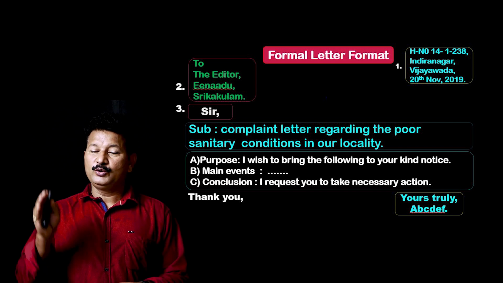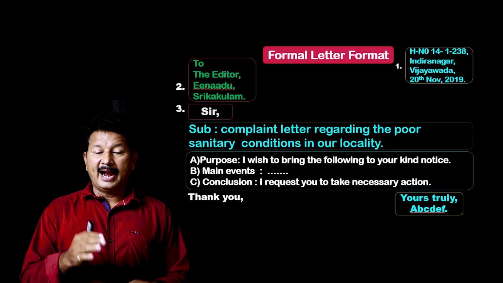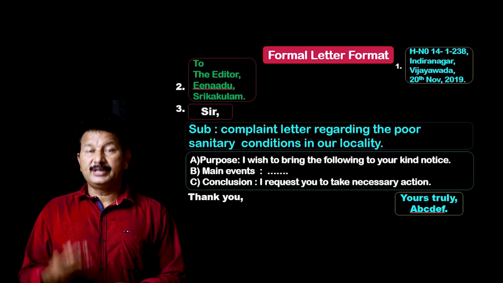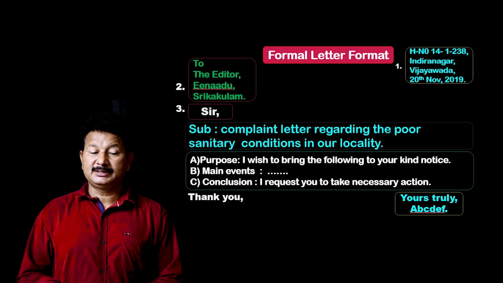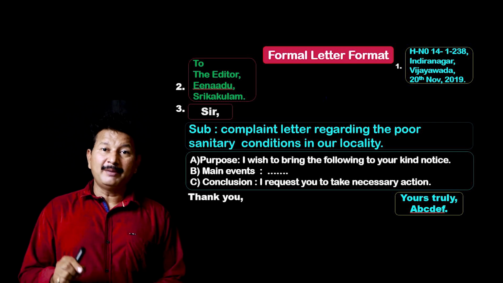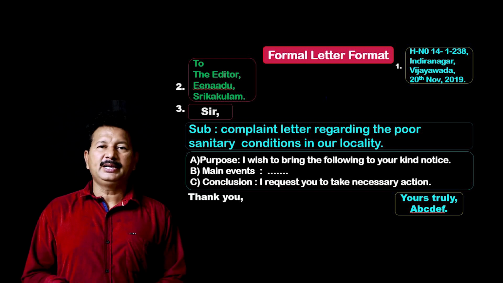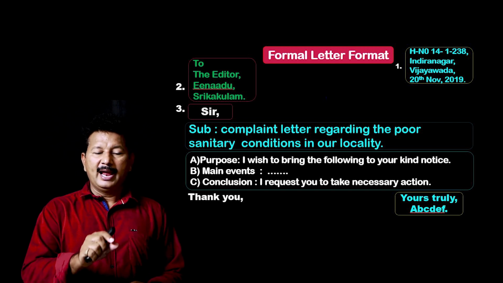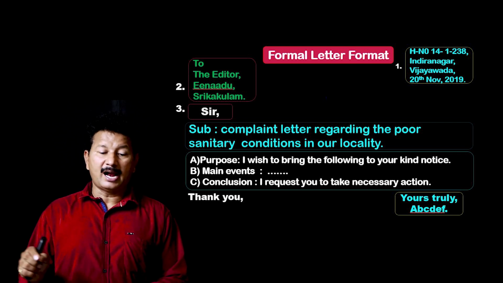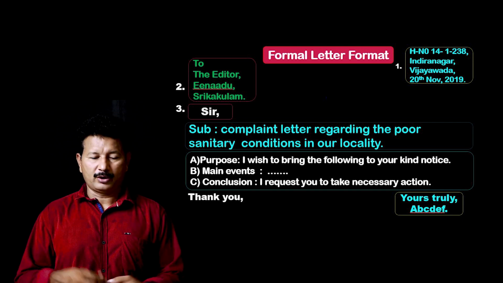The first one, as I told you, is the writer's address. Mention a four-line address. And then to whom you have to write. Is it the editor, the district collector, or the municipal chairperson? You have to mention that in the to address. Then you mention the salutation, sir or dear sir. If it is your teacher, you can write respected sir also. The next one is the subject, which you have to write very clearly: complaint letter regarding the poor sanitary conditions in our locality.